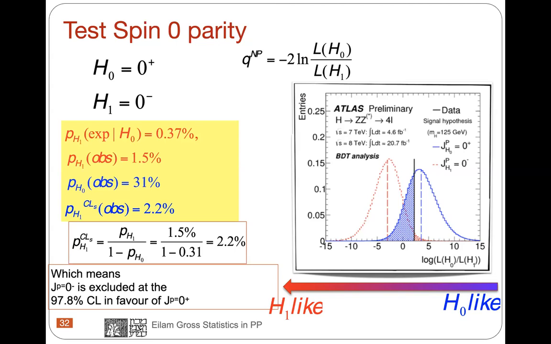We test the zero minus hypothesis in order to reject it in favor of the zero plus hypothesis. The zero plus is the blue one, and the zero minus is the red one. We want to reject the zero minus in favor of the zero plus because the Higgs is a zero plus. So our observation is this number here. The p-value is defined with respect to the null hypothesis, which is the zero minus. So the p-value is this area here.